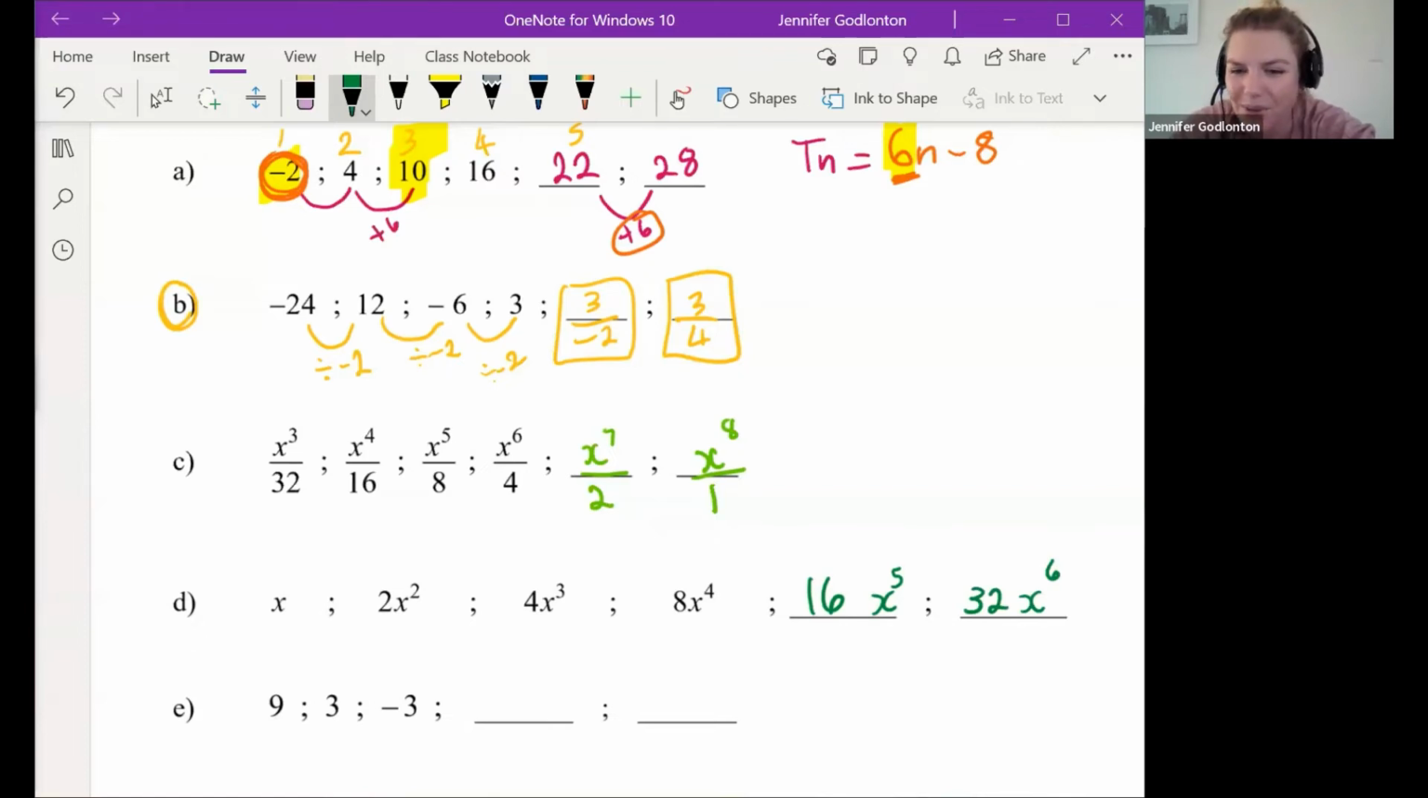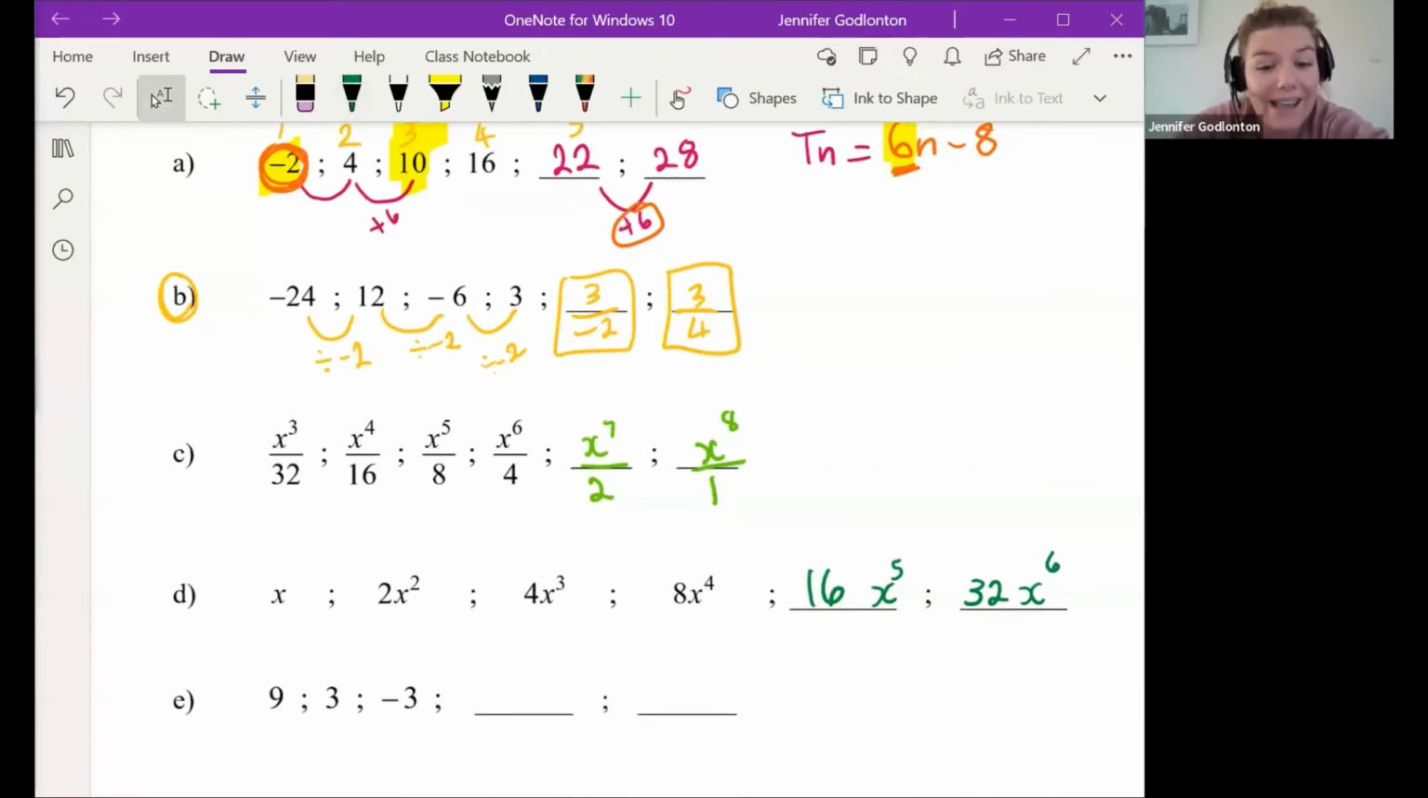Okay, so that was what we have. So we have 16, x to the 5, 32, x to the 6. Now again, for these two, we're not going to give them Tn's because they're not following our normal formula that we're used to. So you wouldn't be asked to find the formula for these questions in grade 9. But for E, you can be asked to find the formula.